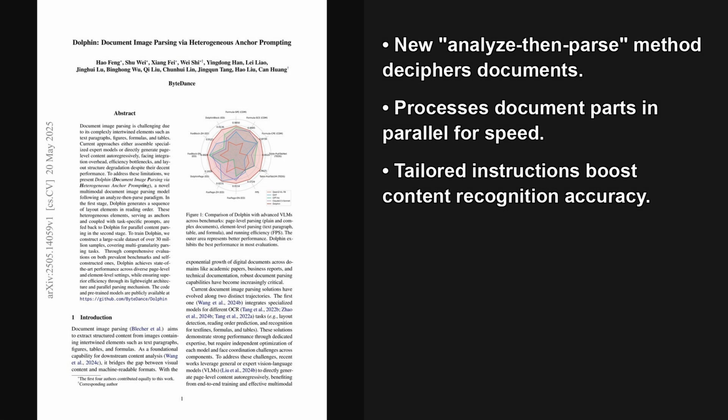That example with the table really drives home the cleverness of Dolphin's approach, particularly with those type-specific prompts. Overall, Dolphin presents a really robust two-stage system for parsing complex documents, making information much more accessible from images. This kind of work is crucial for unlocking the vast amounts of data trapped in visual formats.